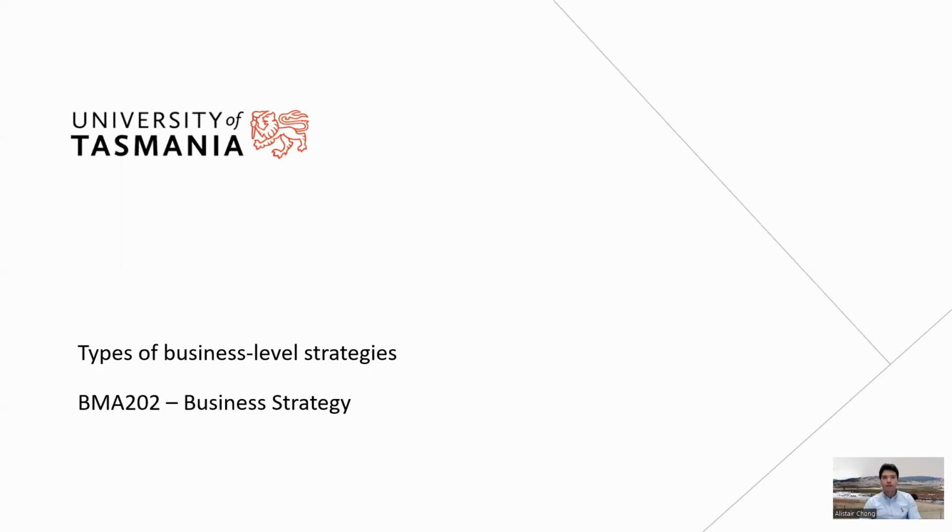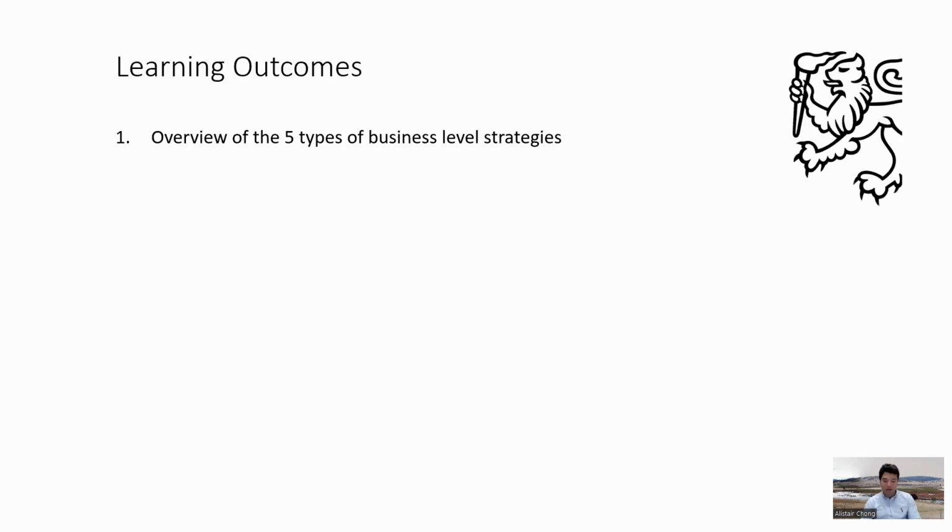Hello again. So in this little video, we're going to look very quickly at the different types of business level strategies. As you can see, we're going to overview the 5 types of strategies that we've touched on in the previous lecture. And then in subsequent videos, we'll go through and look at them in a lot more detail.